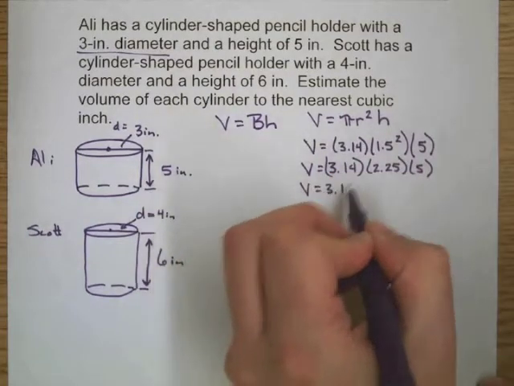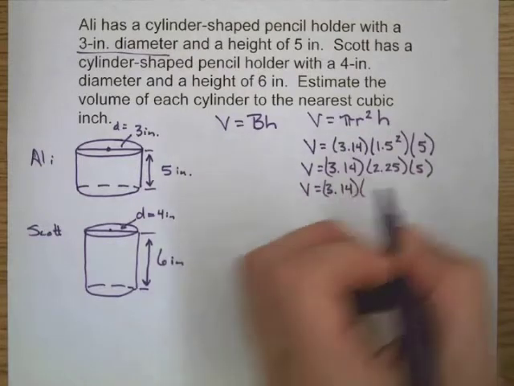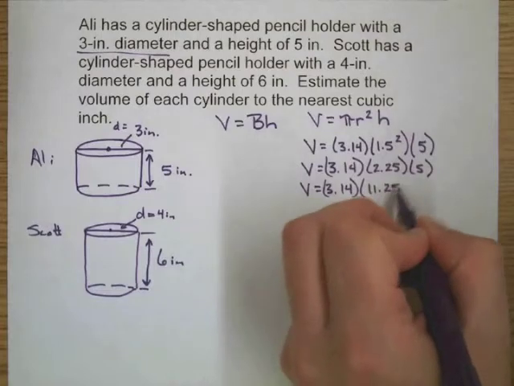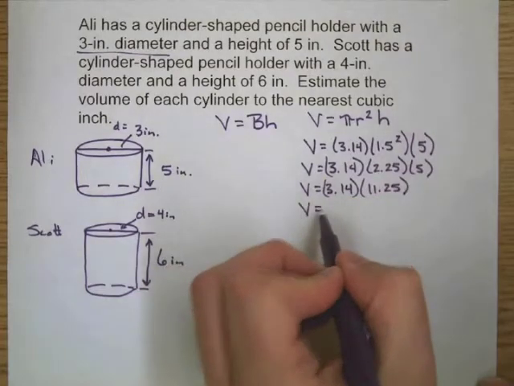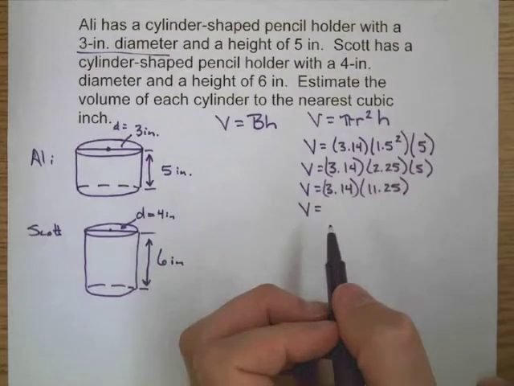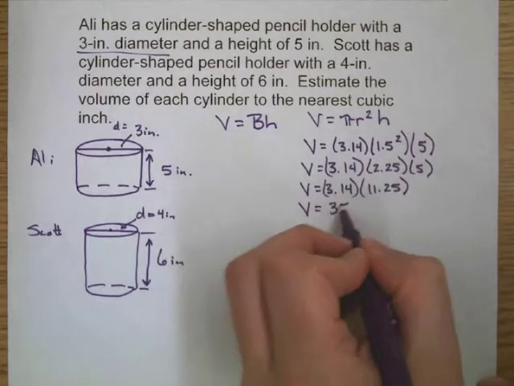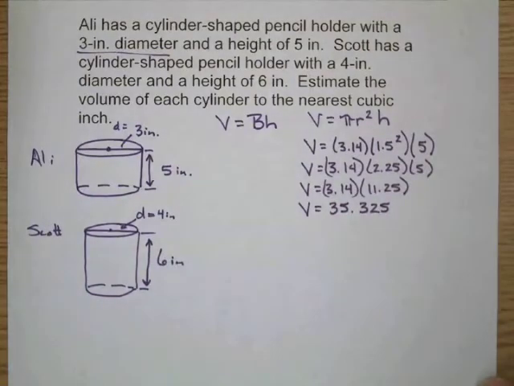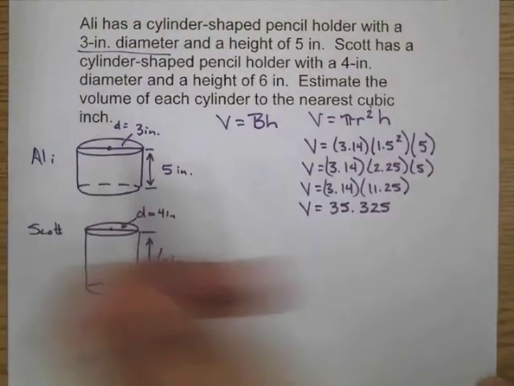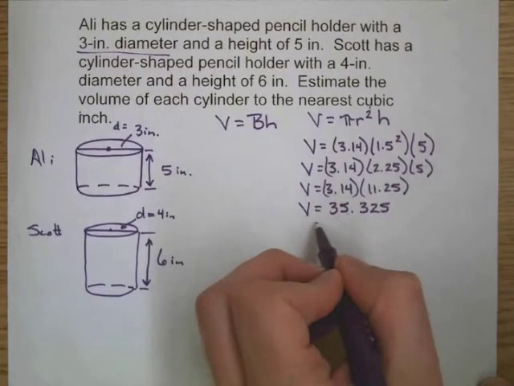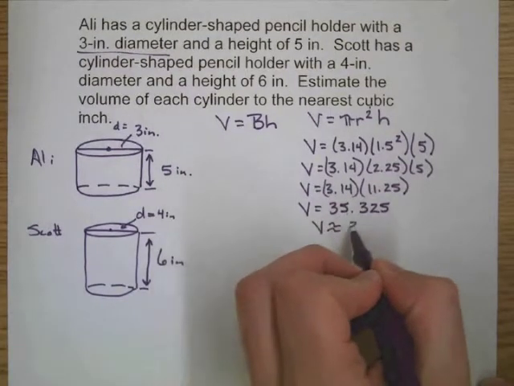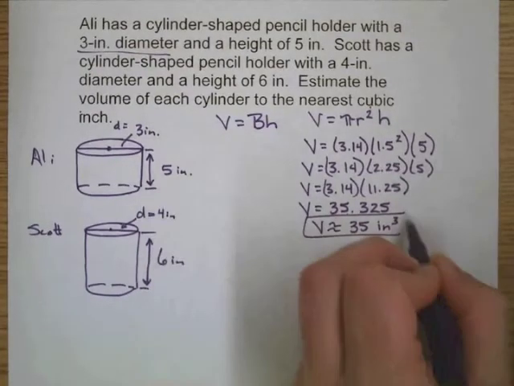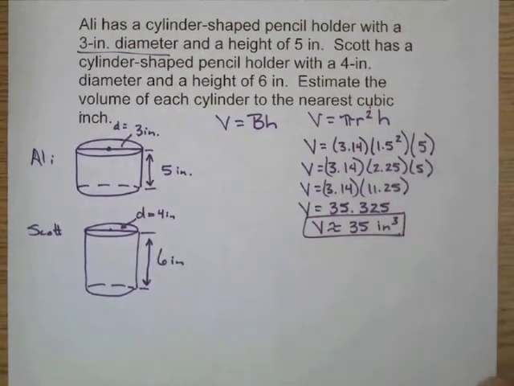So 2.25 times 5 is 11.25. So 3.14 times 11.25 is 35.325. And it's asking me to round to the nearest cubic inch, which is about 35 then. So our volume is about 35 cubic inches. So Allie's pencil holder is about 35 cubic inches.